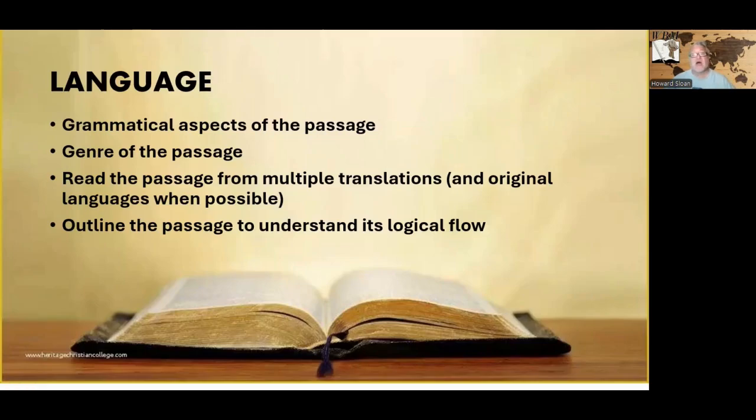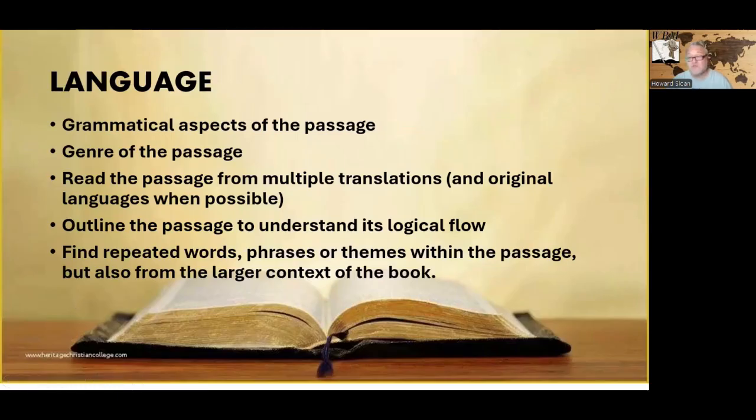The interpreter should outline the passage to understand its logical flow. Look for changes in topic and tone. Look for transitional elements. Look at how the author structures his writing. As you look for the main point of each section, identify subpoints. What subpoints does the author make to prove the main point?